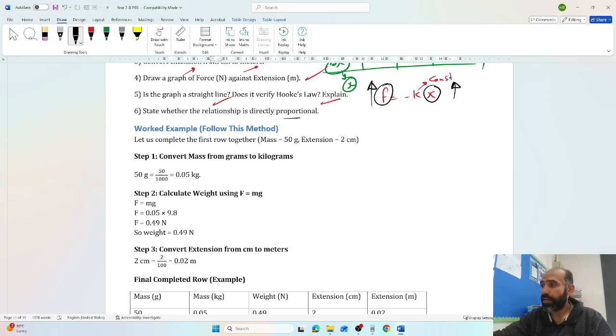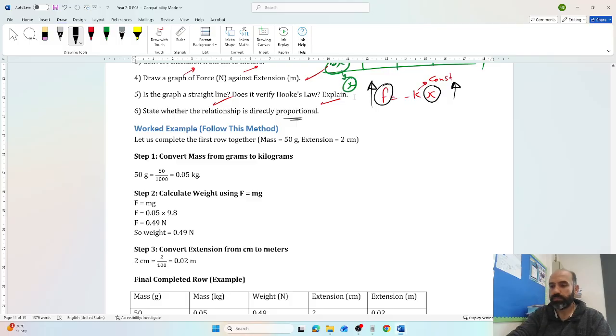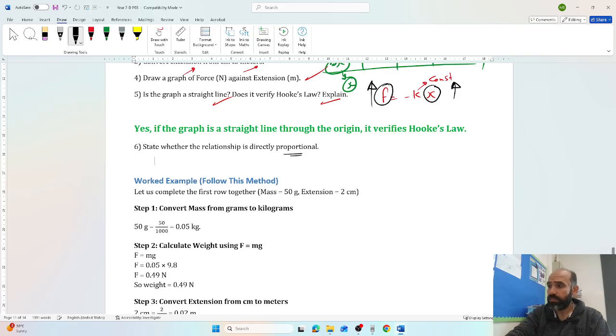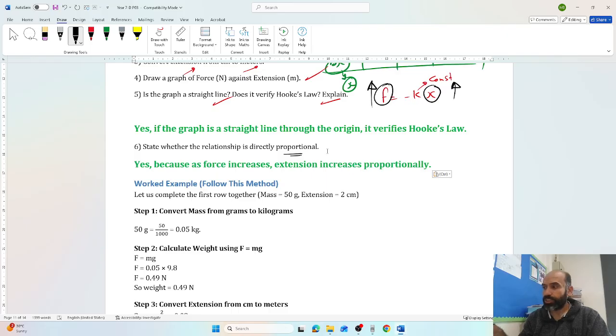State whether the relation is direct proportion. Yeah, it's direct proportion. But how can we write the answer to these two questions? For question 5, the answer is yes. If the graph is a straight line through the origin, it verifies Hooke's law. For question 6, is the relation between force and displacement or extension a direct relation? Yes, because as force increases, the extension increases proportionally.